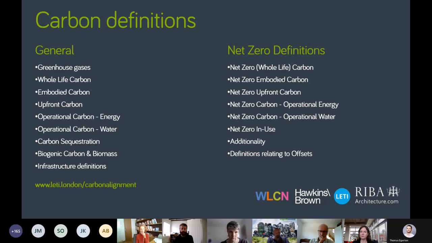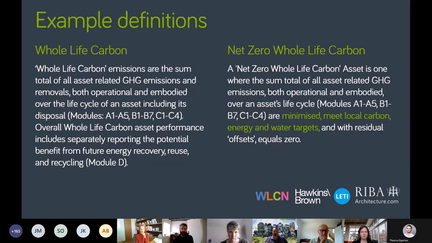Next one. So there are too many definitions. There's quite a lot of pages in that document, so I'd urge you to go and have a look. But for the purposes of the discussion today, these are the two key ones that relate to net zero whole life carbon. And as I've said, whole life carbon is the addition of all the life cycle stages A to C. So therefore, if it's achieved, it represents really the pinnacle of performance.